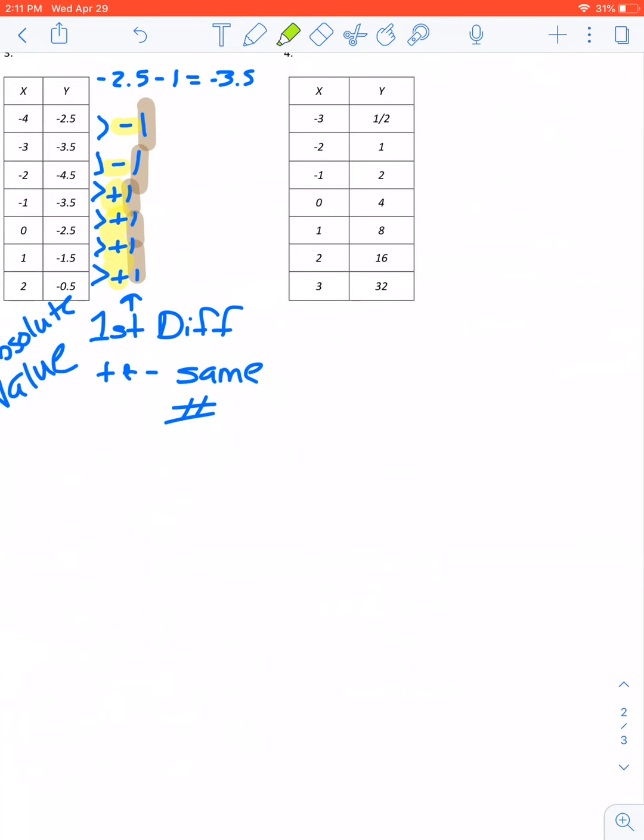Again, my x values are going up in the same increments, so I can make this classification. I'm looking at that. I have from 1/2 to 1. Well, that's a half. That's 1, that's 2, that's 4, that's 8, that's 32. And my first and second differences aren't going to work there. So I'm like, okay, it's either exponential or it's other. I've got to figure it out.